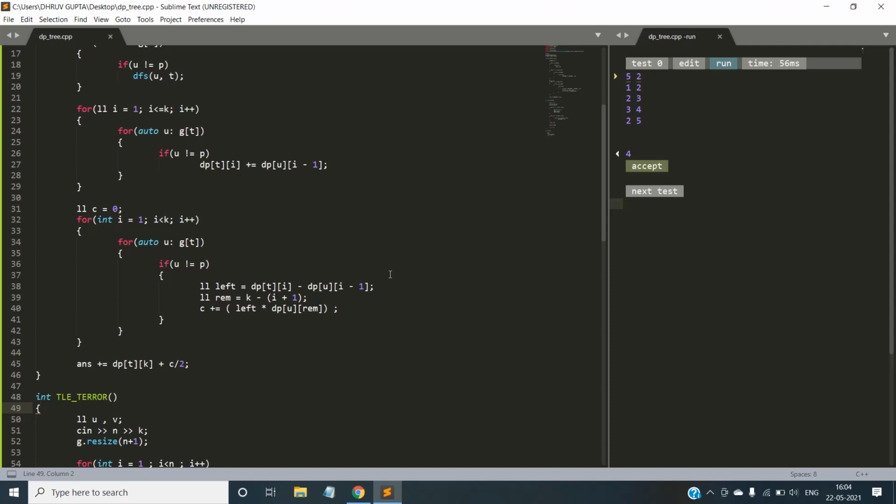We will eliminate all the paths that end at t, or that include t and have i edges, and whose contributing factor was from that particular child. And then we'll calculate the remaining number of edges in the ll remaining. Ll here stands for long long, and we'll add through all the edges. We will multiply left into dp of u remaining. That is, if for the particular child we take 3 edges, then k minus 3 edges we will take from the other children. So from the remaining children, the number of ways of finding the k minus 3 edges, we will multiply it.